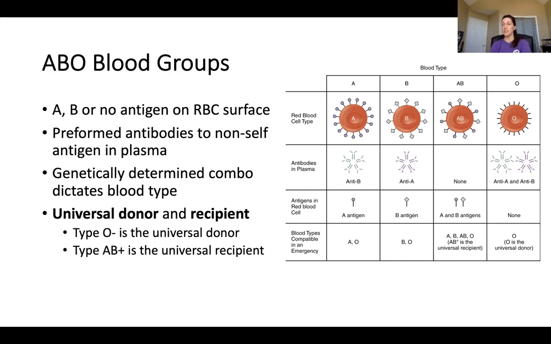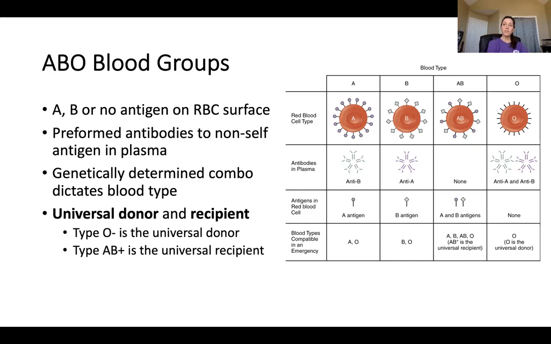If you think about this, that makes sense. If you have A antigen and you have B antigen, you're not making any antibodies, because you recognize both A and B as self. So you don't have any antibodies to attack any donor blood at all. That means you are the universal recipient. You can take any kind of blood because you do not have any antibodies to any of them.